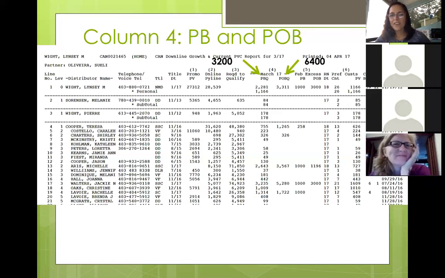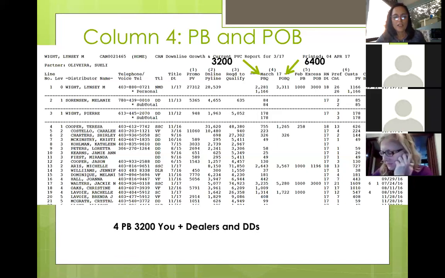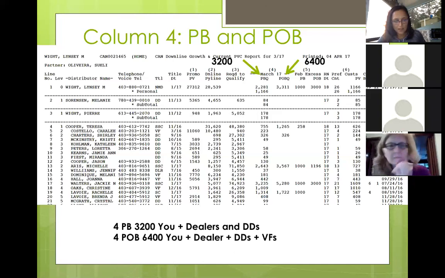Good. So at the end of the day, all you have to walk away with is 1,600, 3,200, 6,400 for your 645. Or 5 is 5, I'll get to in a second. So again, those numbers, the 4 PB column is 3,200. That's you plus your dealers and your DDs. This is what you wanted to see, Tala. And the 4 POB column is, I left out the Q, but the Q stands for qualification.